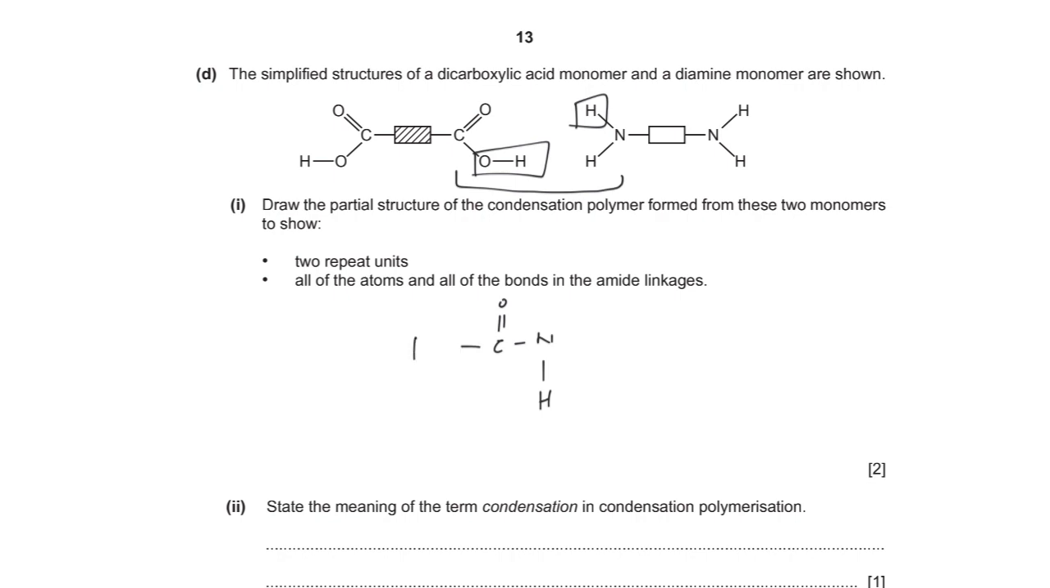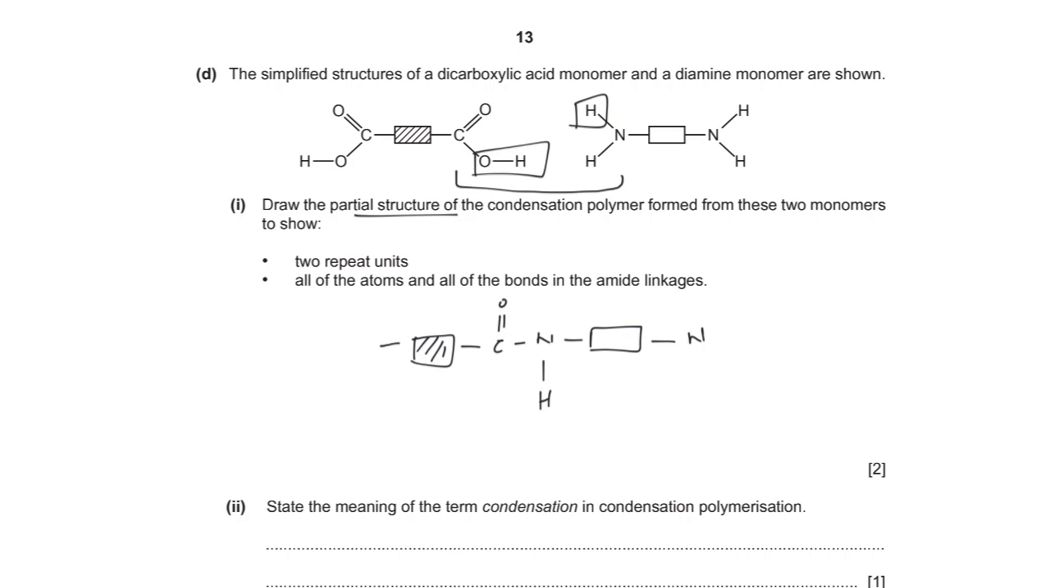Okay, and then the box at the back is the shaded one, and the box on the right is not shaded. Now you have to write the partial structure. You have to write 2 repeat units. Okay, it's better to write two repeat units, and you have to show two amide linkages. When you write partial structures, make sure that you show at least two linkages.